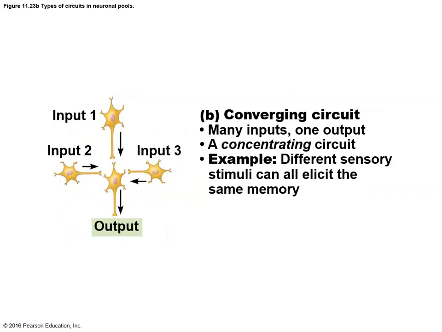A converging circuit is a concentrating circuit. And what this means is you can have multiple different inputs that all result in one particular output. So here we could have had input 1 trigger a particular output. Input 2 could have also triggered that same output, and input 3 could have triggered that same output. The more of these potential inputs are involved, the stronger the output.